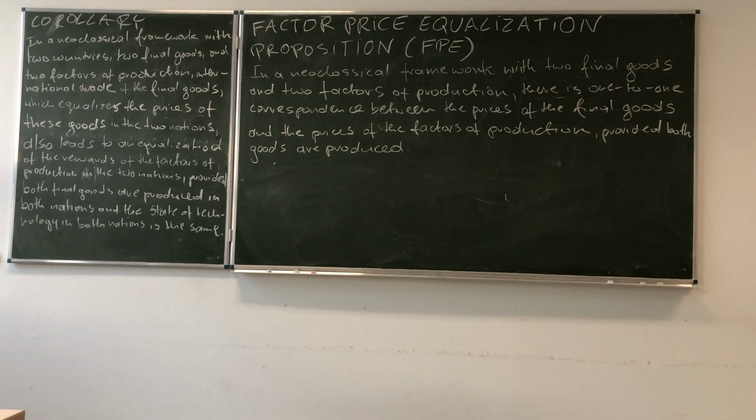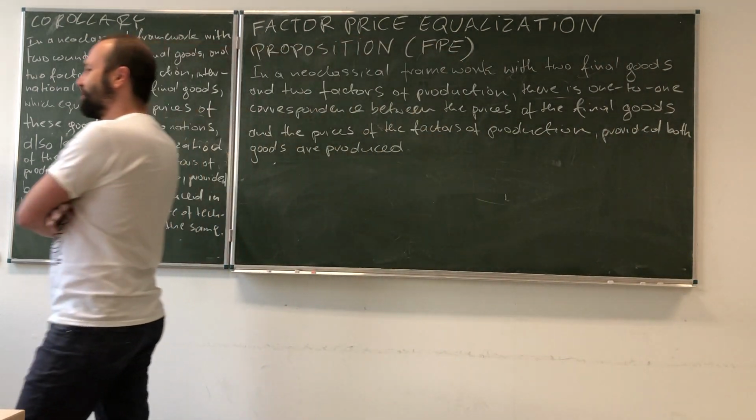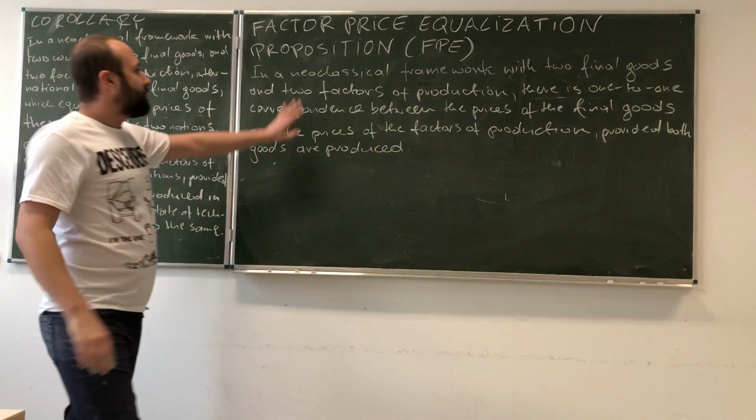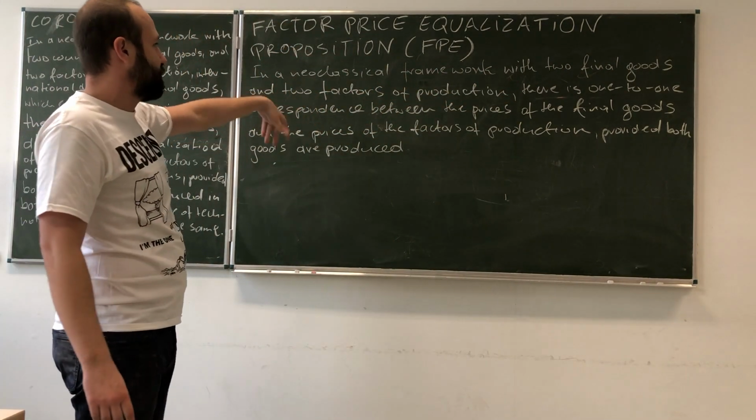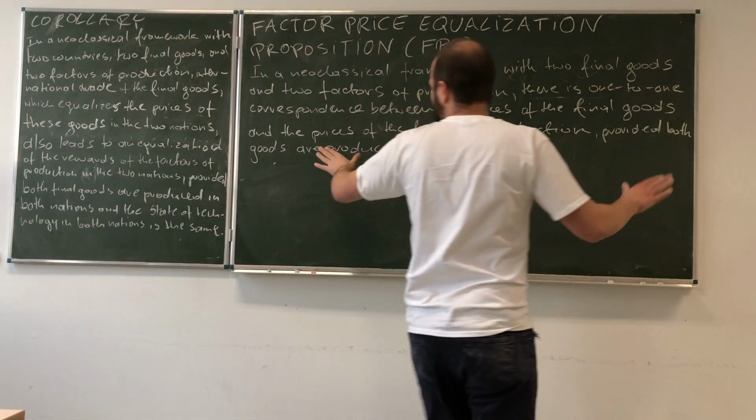Okay, in a neoclassical framework with two final goods and two factors of production, there is a one-to-one correspondence between the prices of the final goods and the prices of the factors of production, provided both goods are produced. Okay, so this proposition should seem at least weird to you. Why? Well, in a neoclassical framework with two final goods and two factors of production, there is a one-to-one correspondence between prices of final goods and prices of factors of production, provided both goods are produced.